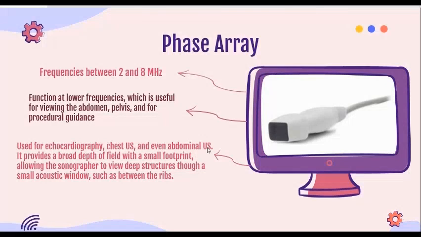It provides a broad depth of field with a small footprint, allowing the sonographer to view deep structures through a small acoustic window such as between the ribs. This probe can be used in procedures such as cardiac imaging, imaging between ribs in the flank or right upper quadrant, and it also may be used for transabdominal imaging if a curvilinear probe is not available.